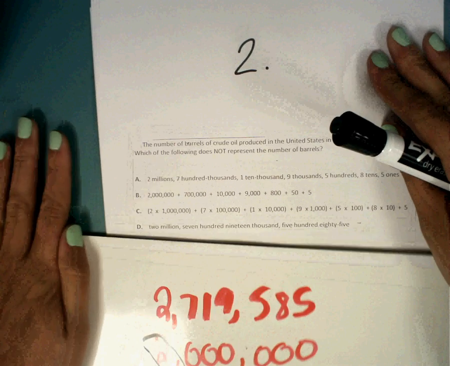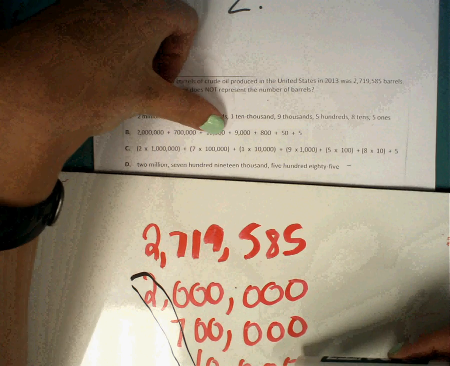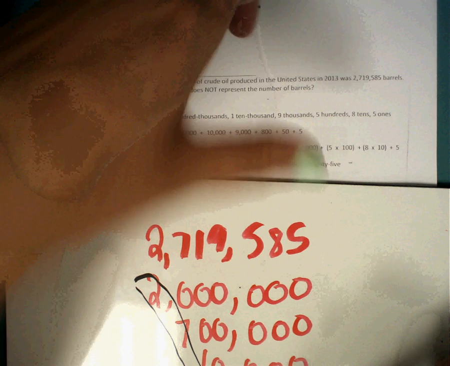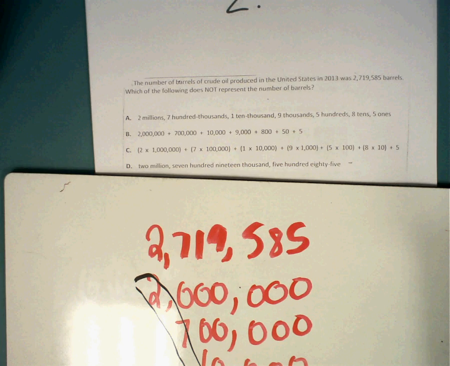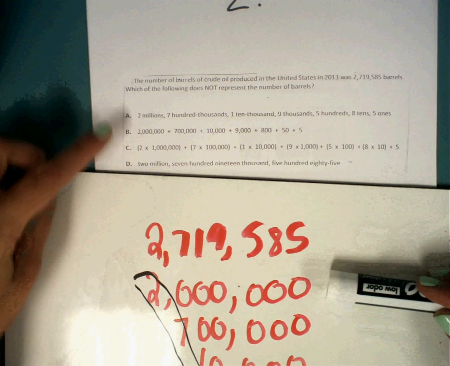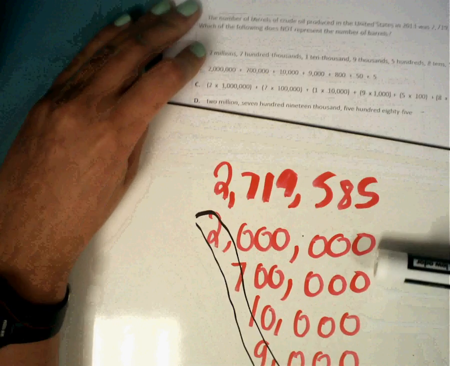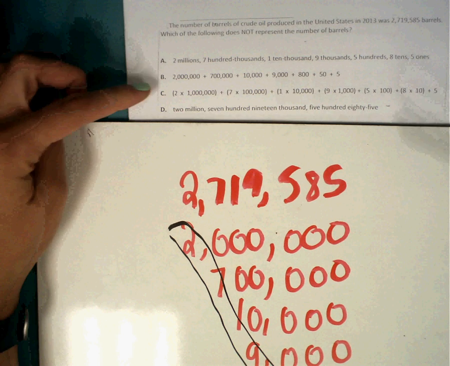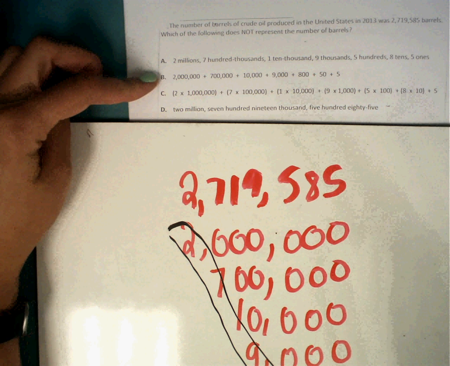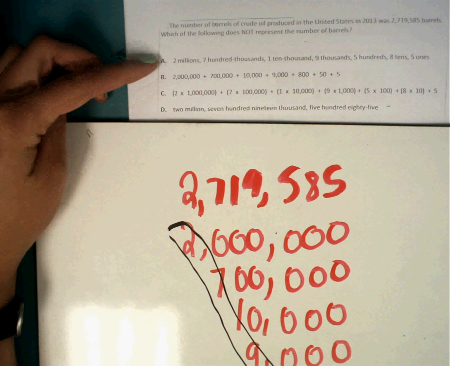Okay, so let's check the expanded form. So 2 million, right? 700,000 plus 10,000 plus 9,000 plus 500, not 800, so B is wrong. Okay, so do I have, let's look at A real quick. Let's check A now that we have our expanded form. Do I have 2 millions? Do I have 700,000s? Oh, wait. We kind of found the answer, didn't we? This does not represent the number because it should be 500 and then 80 instead of 850. So even though we found the answer, let's just go ahead and check this one right here.